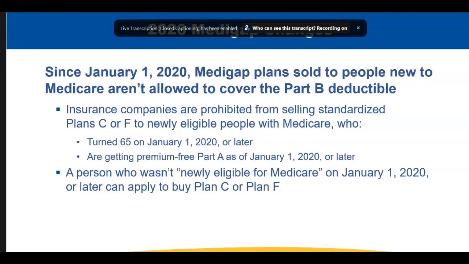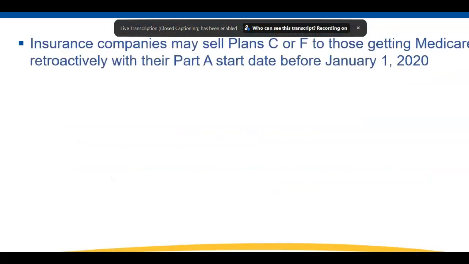They were, in fact, eligible for Medicare prior to January 1st, 2020. They are still able to purchase a Plan C or F. So that's where it gets a little tricky because it's all around the eligibility date and the age date. So as long as that person was 65 and or entitled to Medicare prior to January 1st, 2020, they are eligible to purchase a Plan C or Plan F, both of which cover the Part B deductible. Next slide.